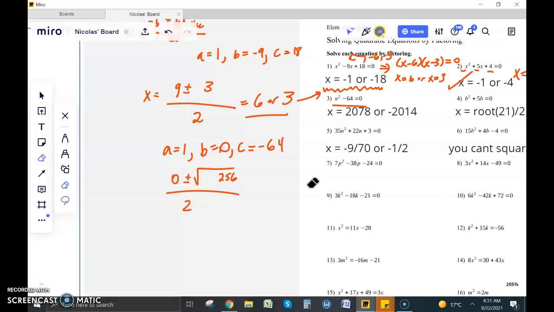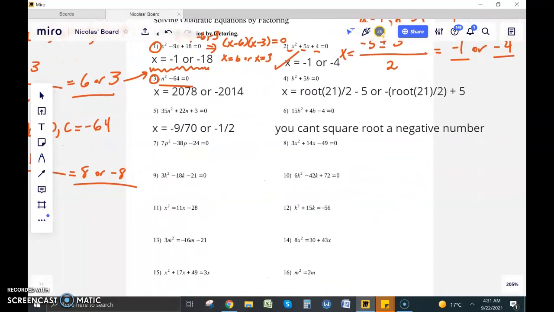0 plus 256 is just 256. The square root of 256 is 16. So 0 plus or minus, just get rid of the 0, just plus or minus 16 over 2. That means our answer is either positive 16 over 2, which is 8, or negative 16 over 2, which is negative 8. So those will be our two solutions for that one.